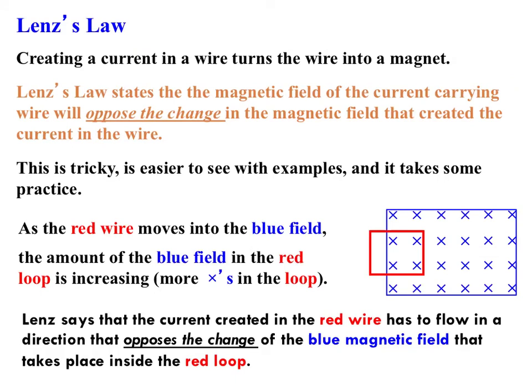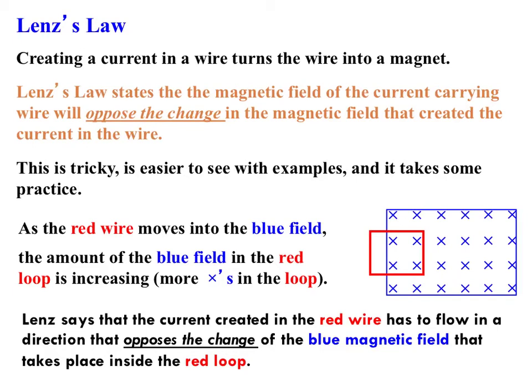And finally, we have Lenz's law that states that the magnetic field of the current carrying wire, which in this case is the red loop, is going to oppose the change in the magnetic field that created the current in the wire. Again, go ahead and write this part down and we'll see examples of what it means. So down here, we have this red wire that's moving into the blue magnetic field. As this red wire goes into the magnetic field, the amount of X's is going to increase.